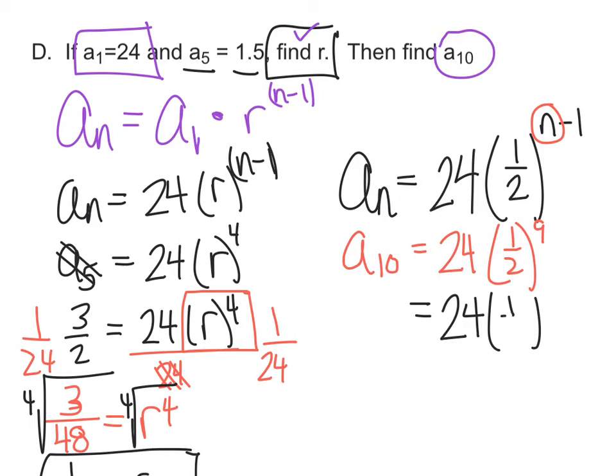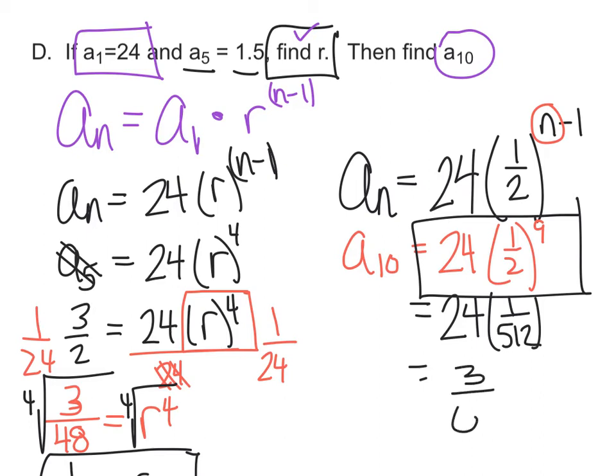Okay, which happens to be 1/512. But again, I'm typing this in the calculator exactly how I see it, but I just want to be clear that you don't multiply those together. So that number times 24 gets me 3/64. Okay.